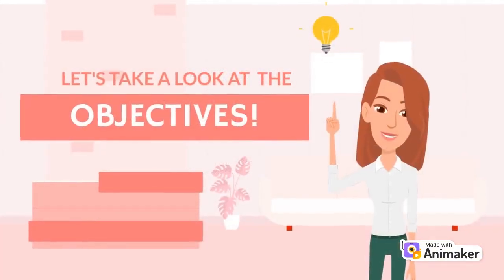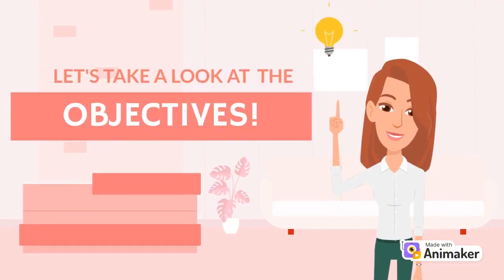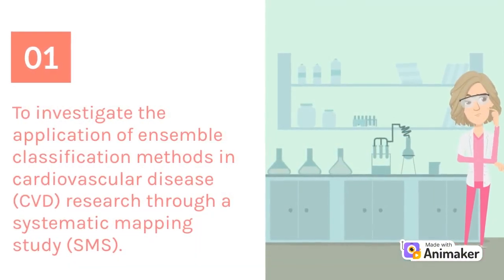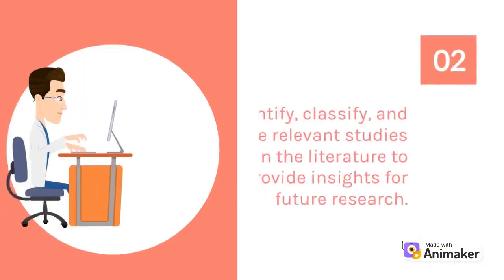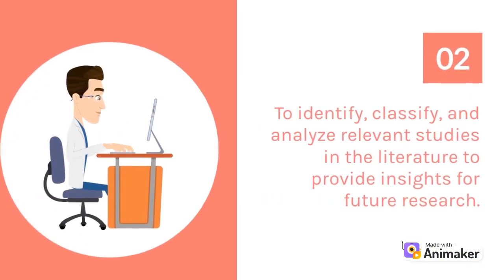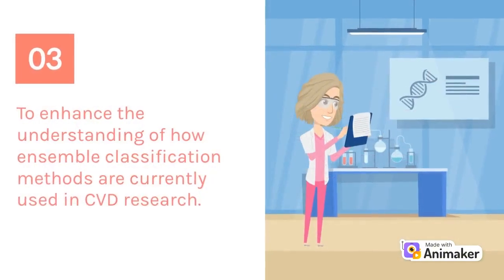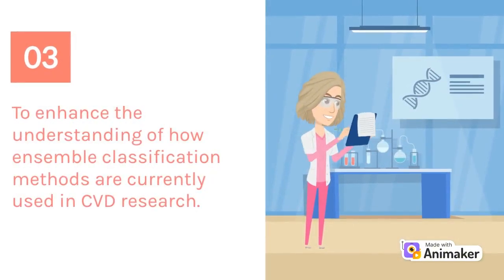Let's start by uncovering the objectives of this study. The first objective is to investigate the application of ensemble classification methods in cardiovascular disease, CVD, research through a systematic mapping study, SMS. Secondly, the researchers aim to identify, classify, and analyze relevant studies in the literature to provide insights for future research. This study seeks to enhance the understanding of how ensemble classification methods are currently used in CVD research.